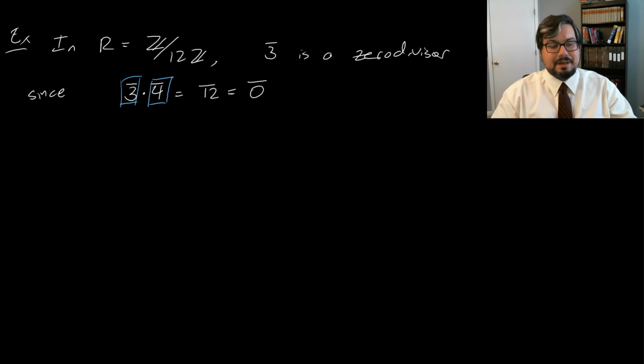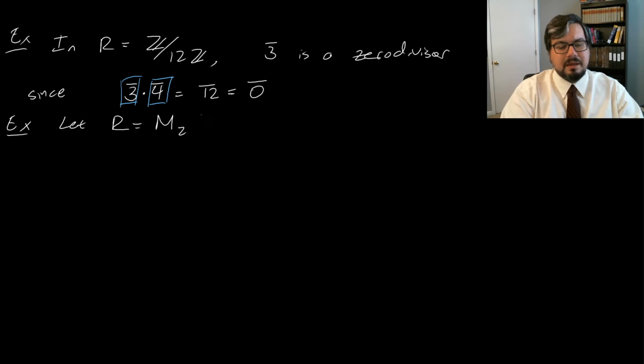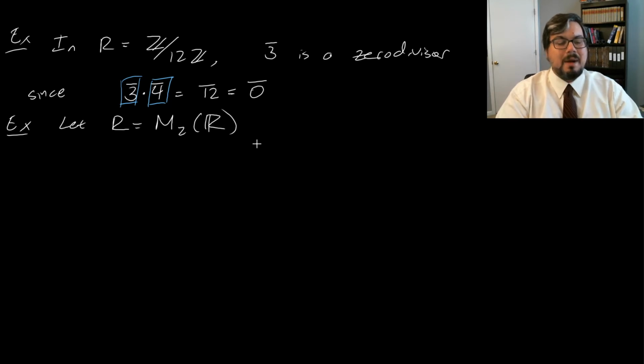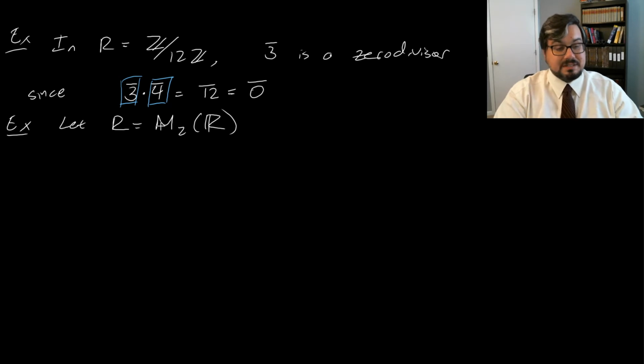This is one of our first examples. We could take a slightly more complex example. Let R be the set of 2 by 2 matrices with real entries, with matrix addition and matrix multiplication as their operations. This is a ring.